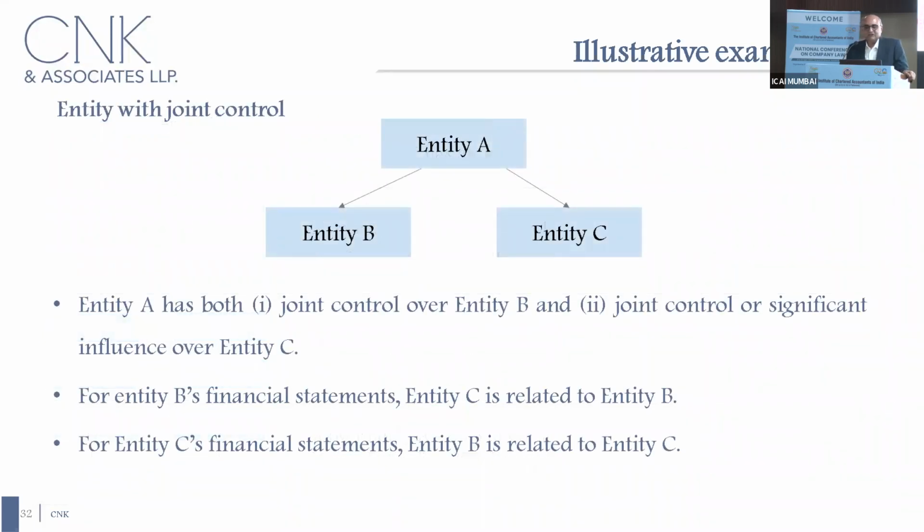If you have an entity with a joint control, you have entity A, B, and C. Entity A has both joint control in B and joint control or significant influence over C. For entity B, entity C is related. For entity C, B is related to C.